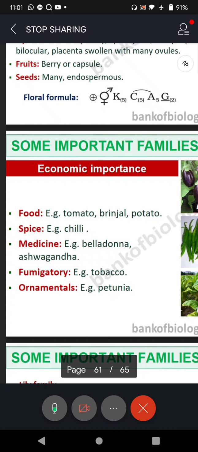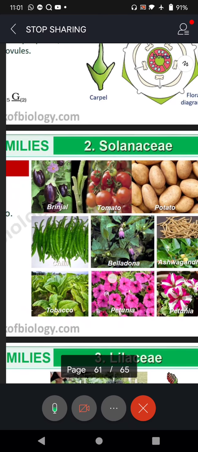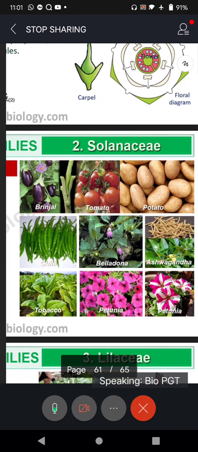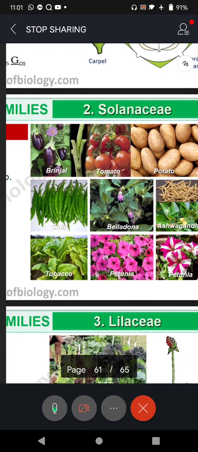And then ornamental plants, I am sure all of you must be having at your home. Petunia, this pink one, check whether you have got it or not. Petunia flowers, see, very colorful ones, right? So when this family is helping us in so many ways, don't you think that we should be thankful to this and we should study about this? So that is the importance of Solanaceae.